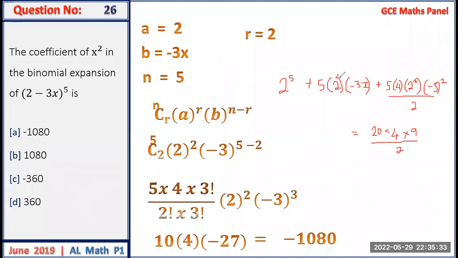Okay, this is 2 to the power 3, and let's see, this is 8. So 2 here, 1, and 2 here, 4. 20 times 4 is 80. 80 times 9, what does this give us? We even have the same result.